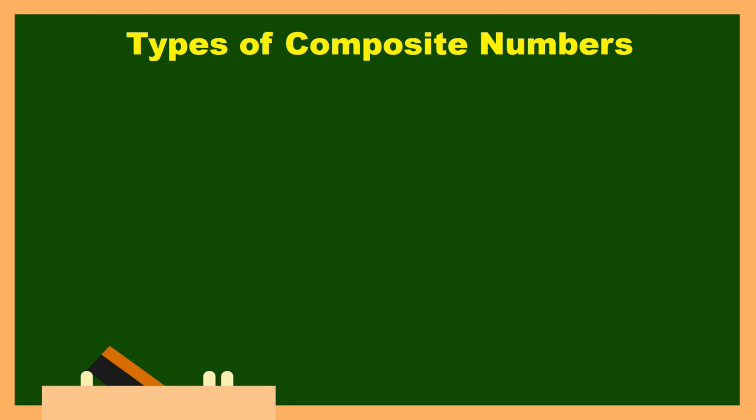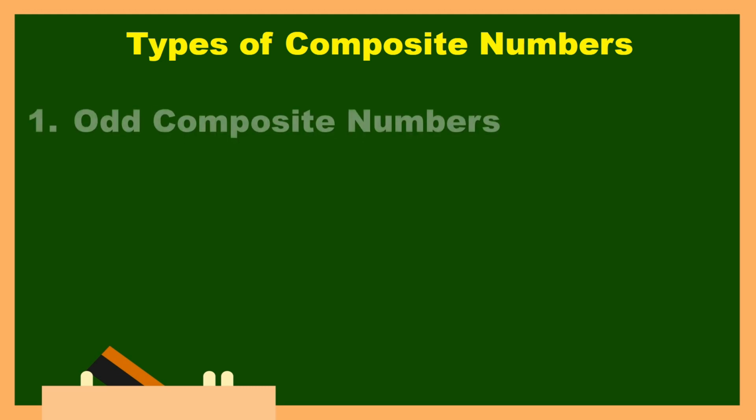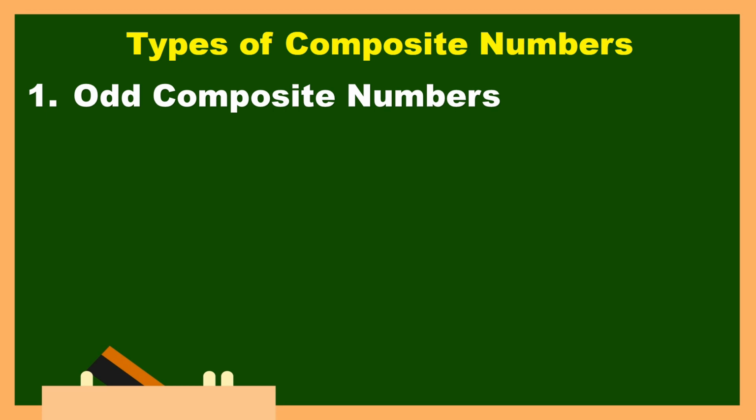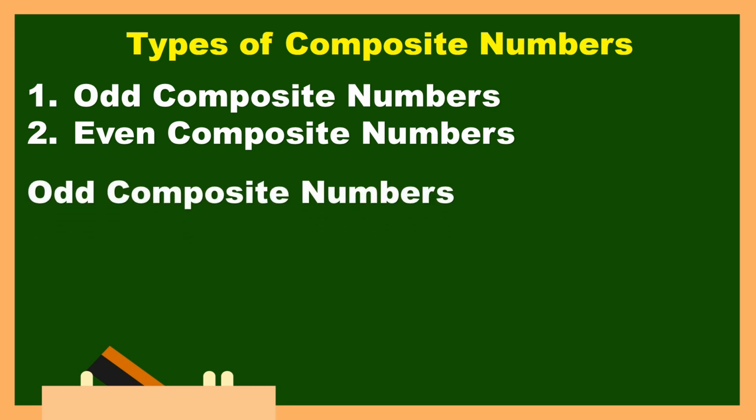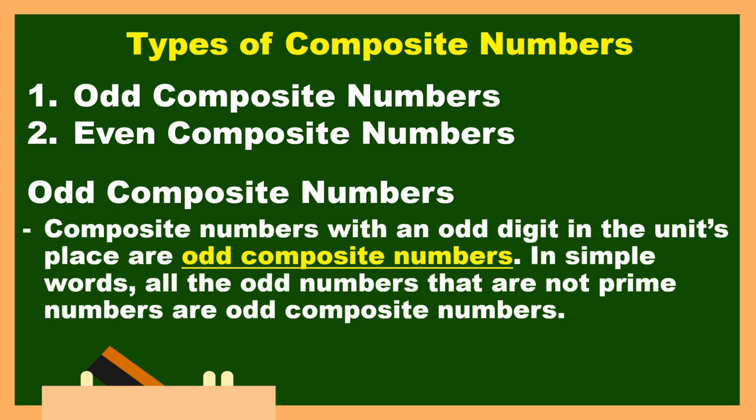There are two types of composite numbers. First, odd composite numbers. And second, even composite numbers. So, ano ang odd composite numbers? Composite numbers with an odd digit in the units place are odd composite numbers. So, ang composite numbers pala na odd numbers ay ang tinatawag nating odd composite numbers. In other words, lahat ng mga odd numbers na hindi prime numbers are odd composite numbers. Halimbawa niyan ay 9, 15, 21, and etc.